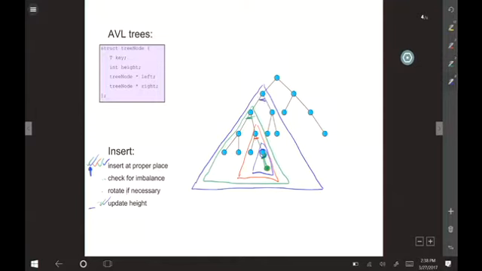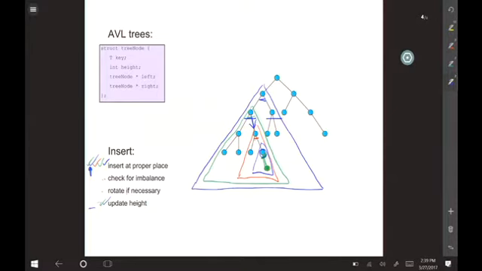Now things get interesting, right? Because now there's an imbalance. But we know all the information that we need. We know the height of this subtree. We know the height of that subtree. And furthermore, we know that we had a recursive call here. So we can get all the heights that we need to do the evaluation. Now, my question for you is, what kind of rotation is going to fix this?